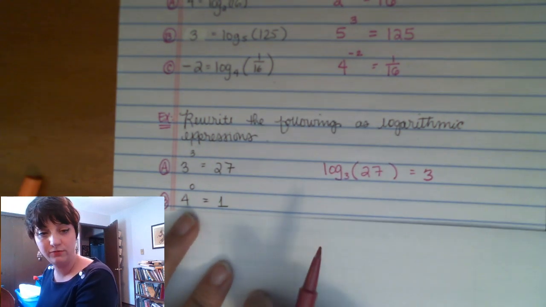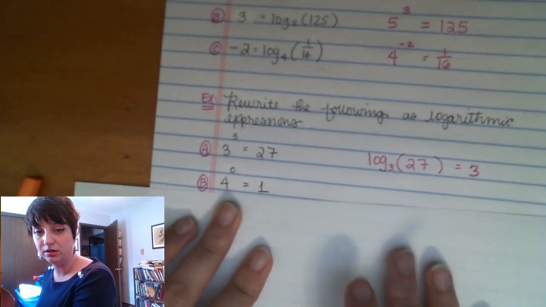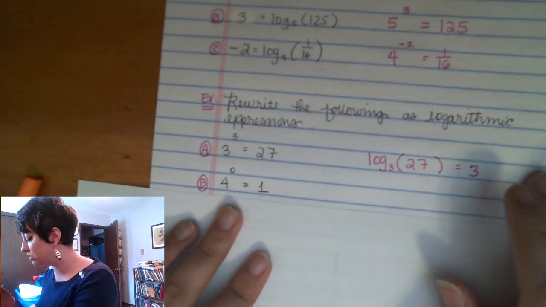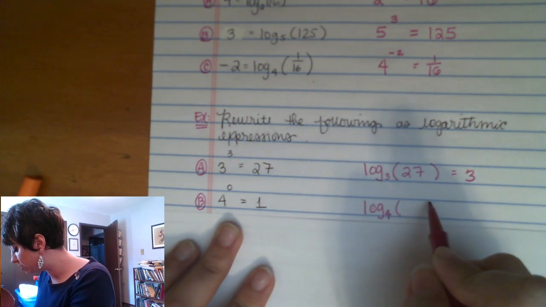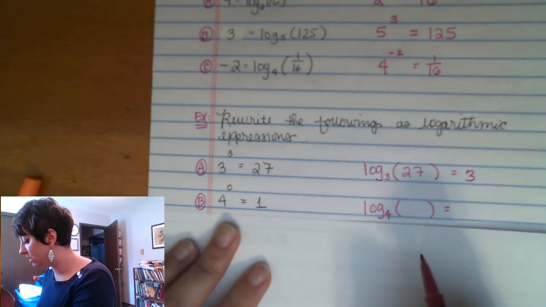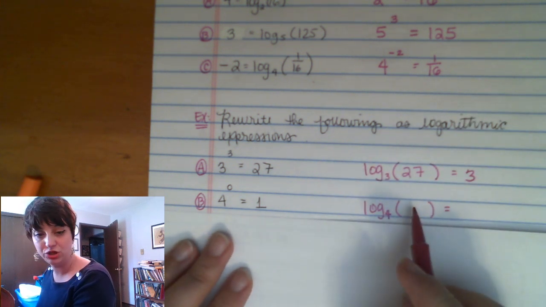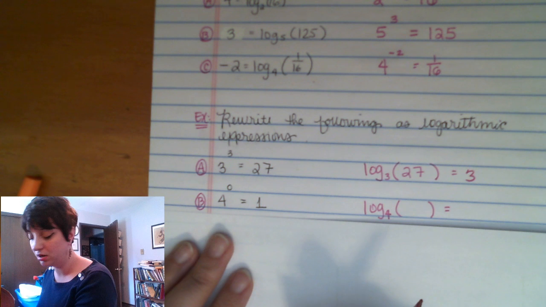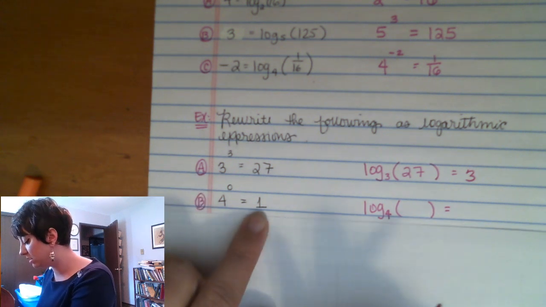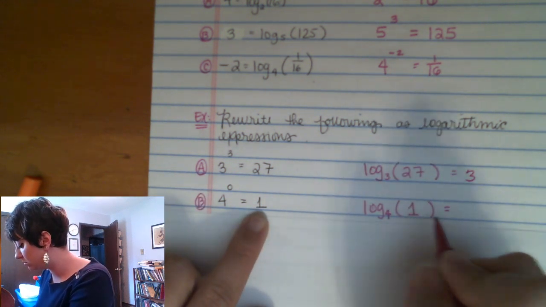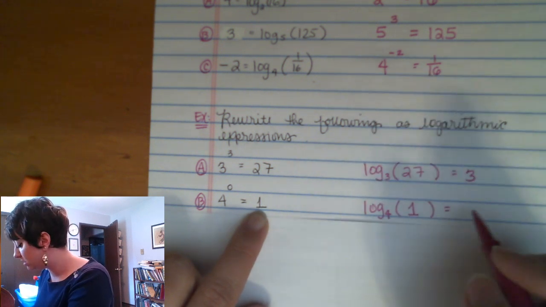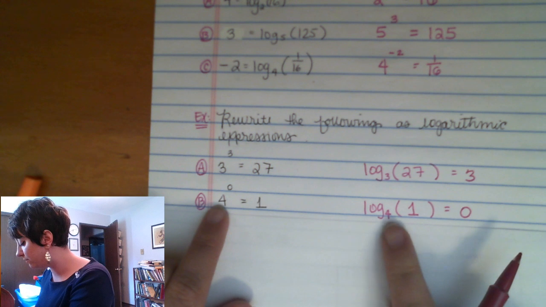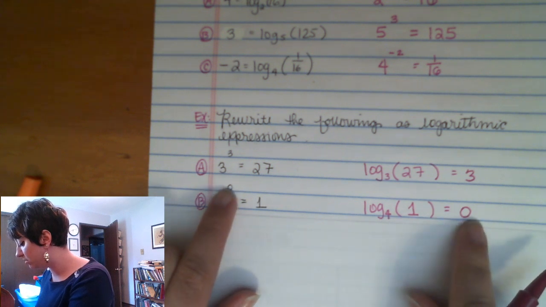Now I'm doing 4 to the 0 is 1. What am I raising to a power? The number 4. So I'm working with the log base 4 machine. What goes into my machine is a perfect power of the number 4, in this case the number 1. What power do I have to raise 4 to get 1? 0. So 4 to the 0th power is 1.